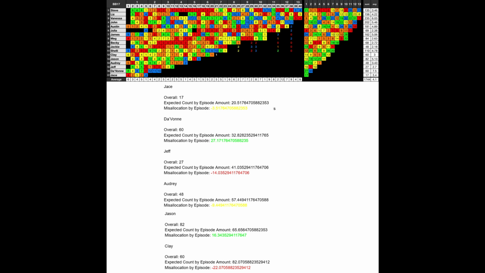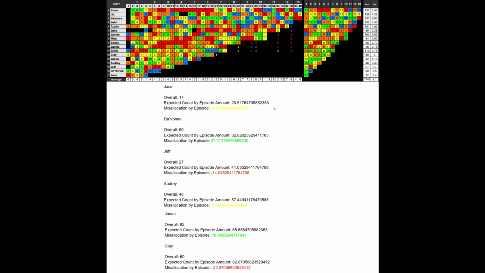So Jace got 17 diary rooms, and his expected count by the amount of episodes he lasted is 20.51, causing for a negative 3.51 misallocation. So he's still in that range of evenly distributedness.